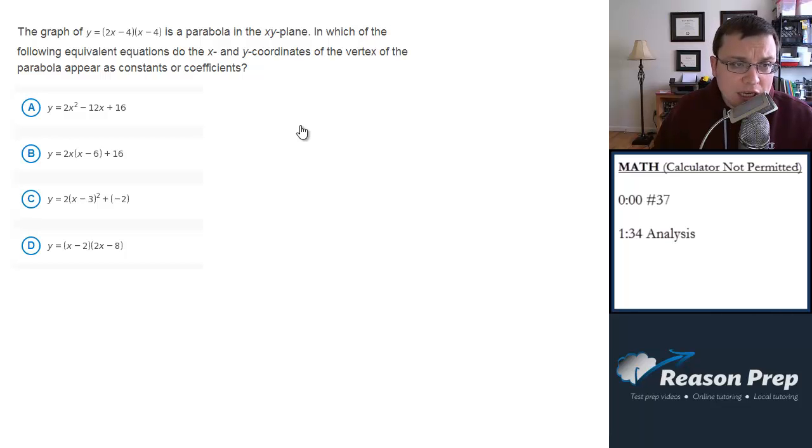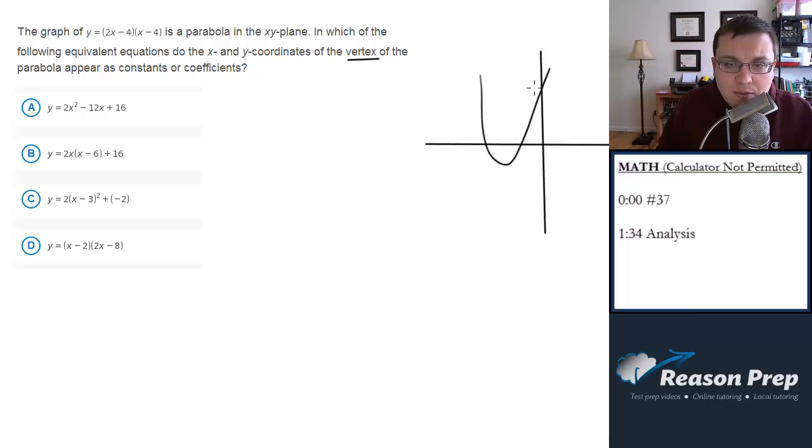The graph of y equals (2x - 4)(x - 4) is a parabola in the xy-plane. In which of the following equivalent equations do the x and y coordinates of the vertex of the parabola appear as constants or coefficients? If you recall, the vertex is basically the turning point. So if this is our parabola, for example, this is our vertex.